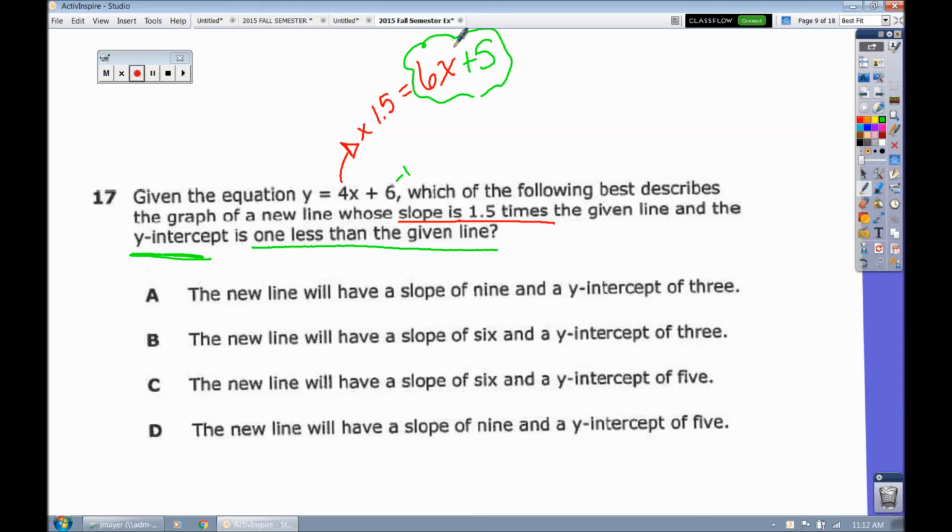A, the new line will have a slope of 9. No, we have a slope of 6. That's not going to work. The new line will have a slope of 6. Yes, but a y-intercept of 3. Y-intercept of 3. No, we have a y-intercept of 5. The new line will have a slope of 6. Yes. And a y-intercept of 5. Yes. So our answer is C.